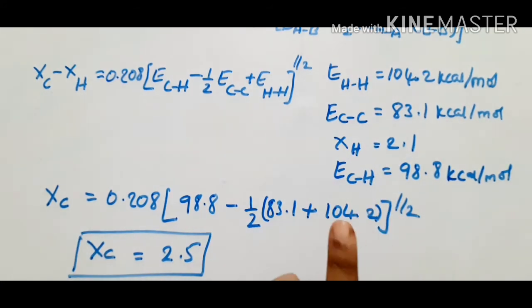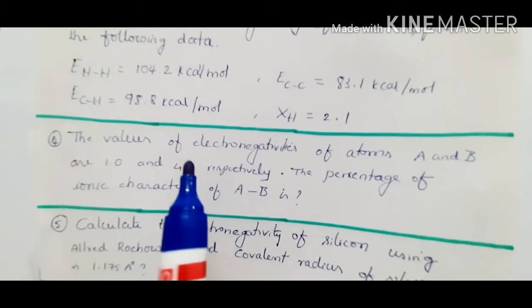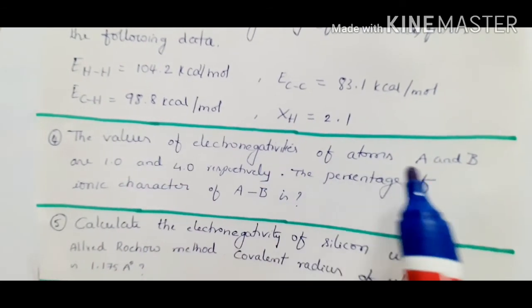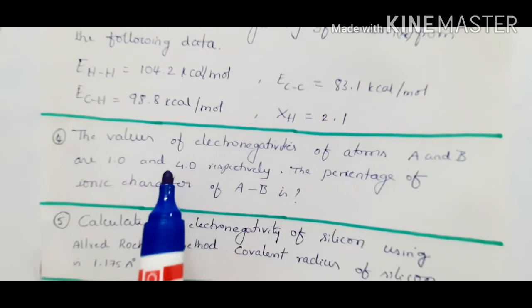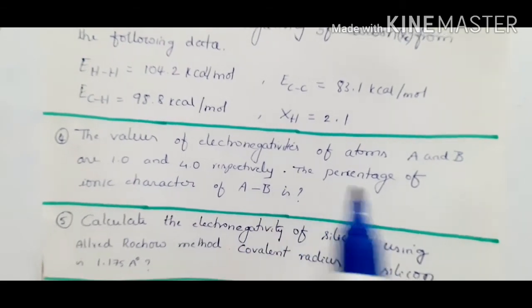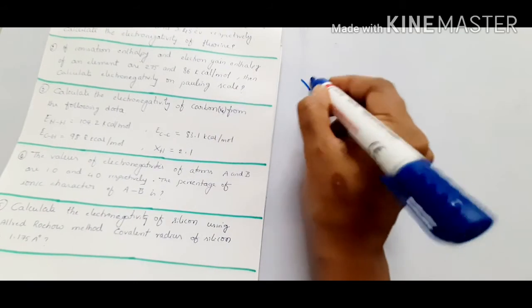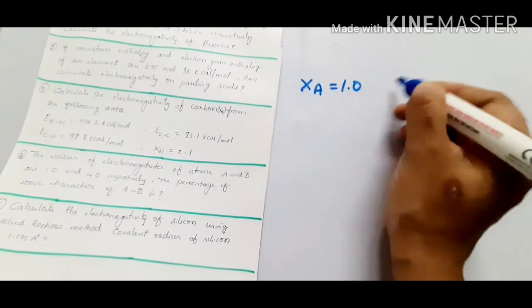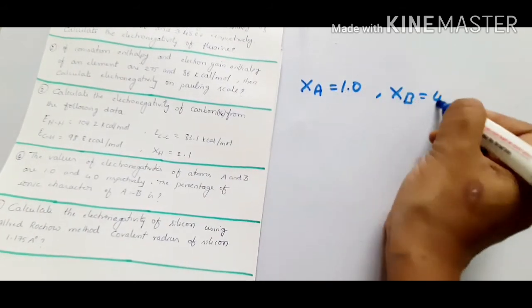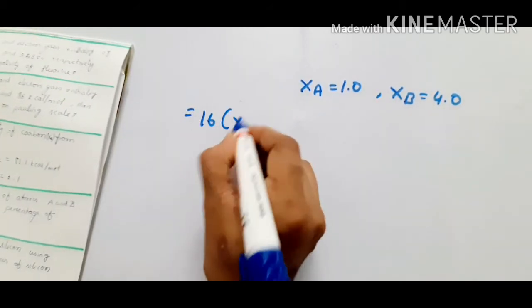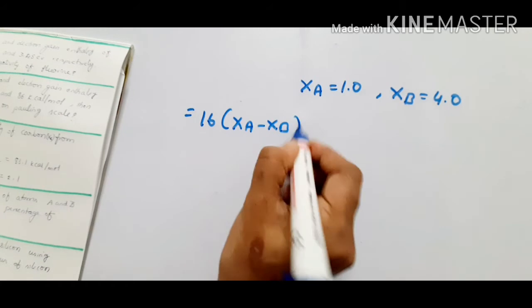This is very important. Next example is to calculate the percentage of ionic character. See the question. The values of electronegativities of atoms A and B are 1.0 and 4.0 respectively. The percentage of ionic character of AB is? What we discussed in the introduction, the formula is, before going to the formula, the given data is XA equal to 1.0 and XB equal to 4.0, right?